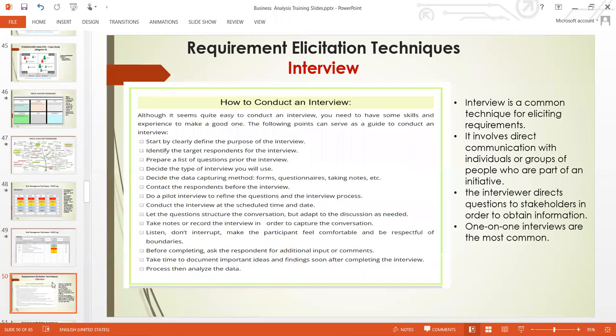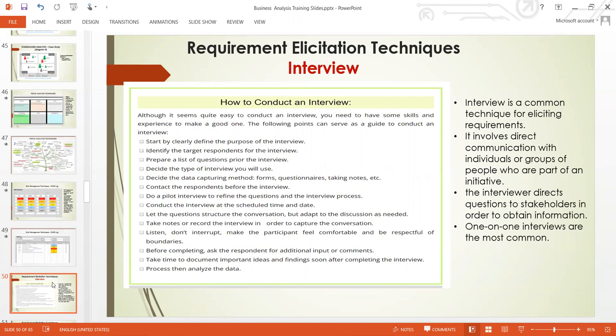Okay. So the next thing is requirements elicitation techniques. What we are going to look at here is an interview. An interview is a common technique for eliciting requirements. It involves direct communication with individuals or groups of people who are part of an initiative. The interviewer directs questions to stakeholders in order to obtain information. One-on-one interviews are the most common.